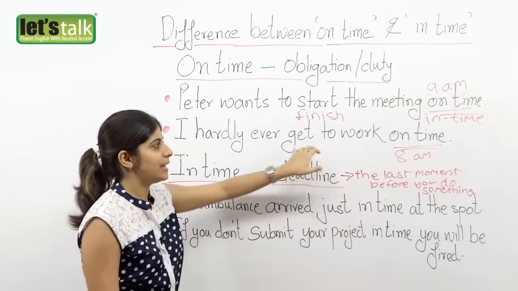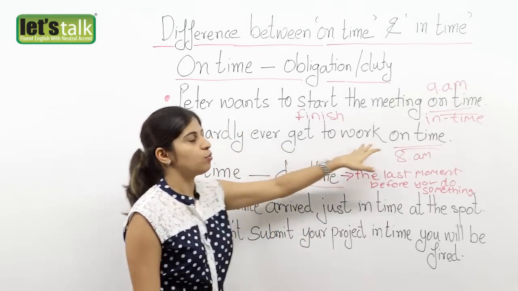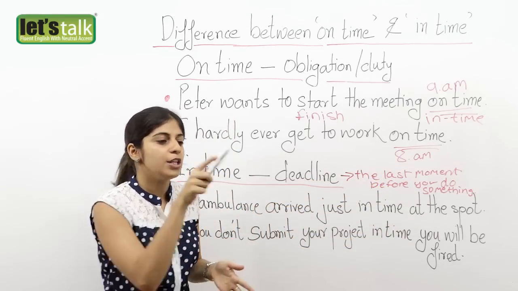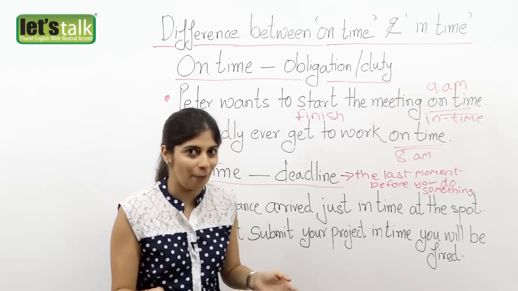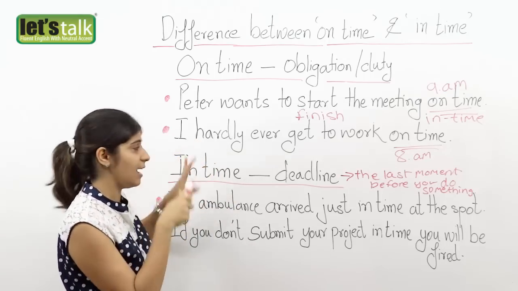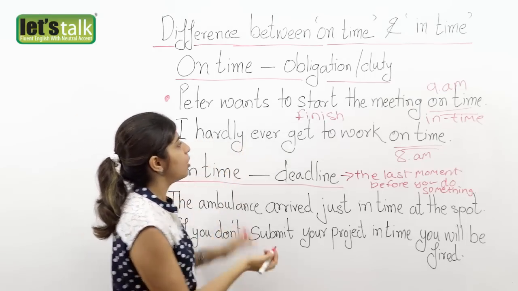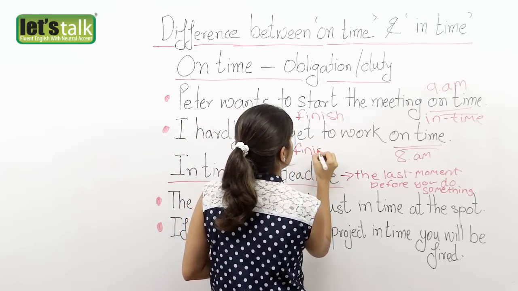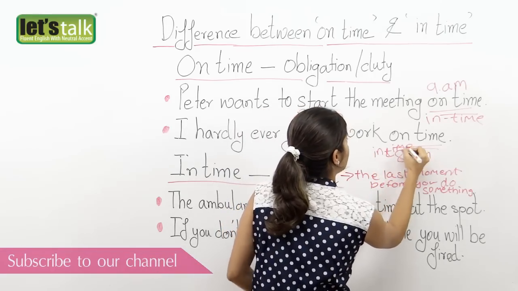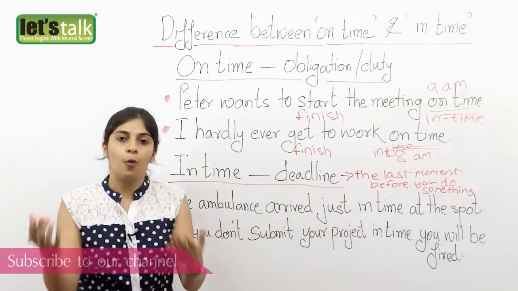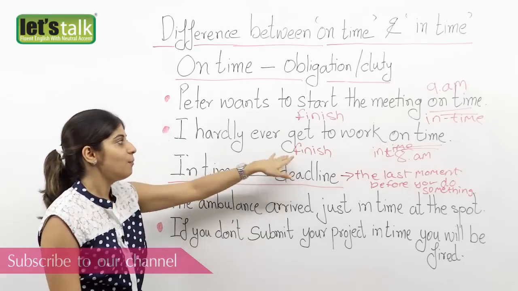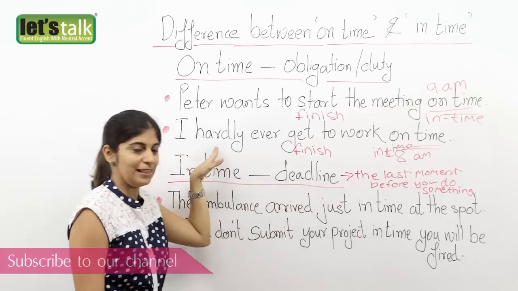What if you were to use in time? You hardly ever get to work in time. Again, that sounds incorrect because there's no deadline, right? I mean, your boss has not said that you have to be there before 9:30. No, right? So there's no deadline. So basically, if you have to use the words in time, you would say, I hardly ever finish my work in time. Of course, because you're getting to work late, you're not going to finish your work, isn't it? So you can use the words in time in this manner.